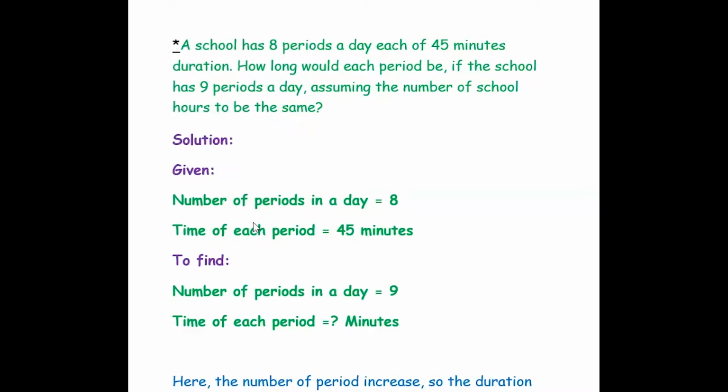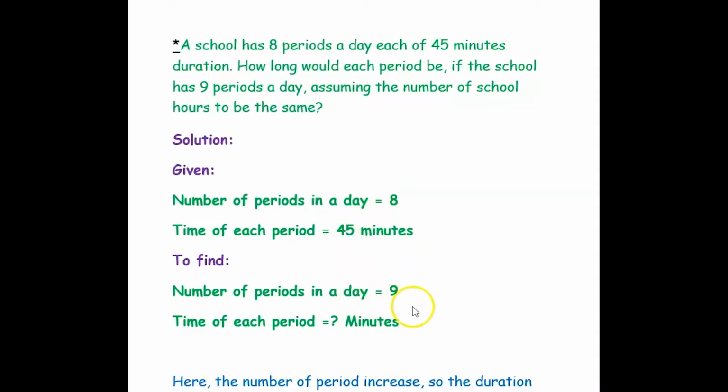So it's given the number of periods in a day in a school is 8 and the time for each period, that is, time for one period, is 45 minutes. So total periods is 8, and for one period it is 45 minutes. Next, what we want to find is, if the number of periods in a day is 9 instead of 8, the time of each period will be how many minutes? The total working hours will be the same. So 8 periods means 45 minutes each period.